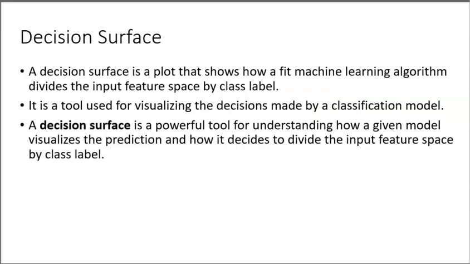So next is decision surface. Decision surface is a plot of the discriminant. So the plot shows how a fit machine learning algorithm divides the input feature space by class label. It is a tool for visualizing the classification model.